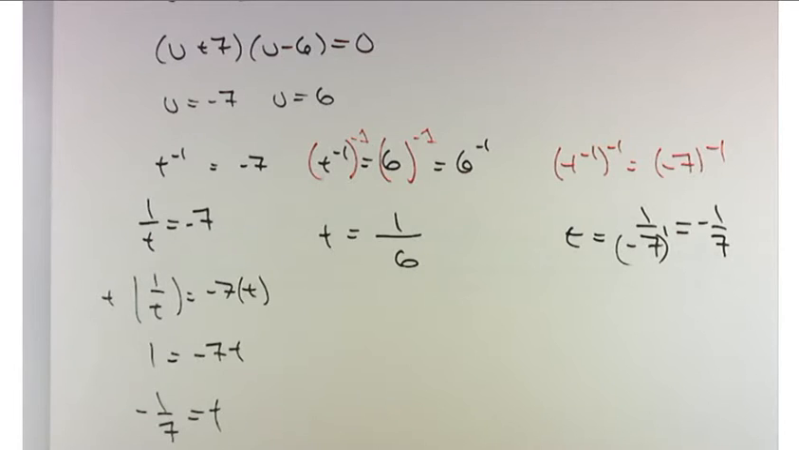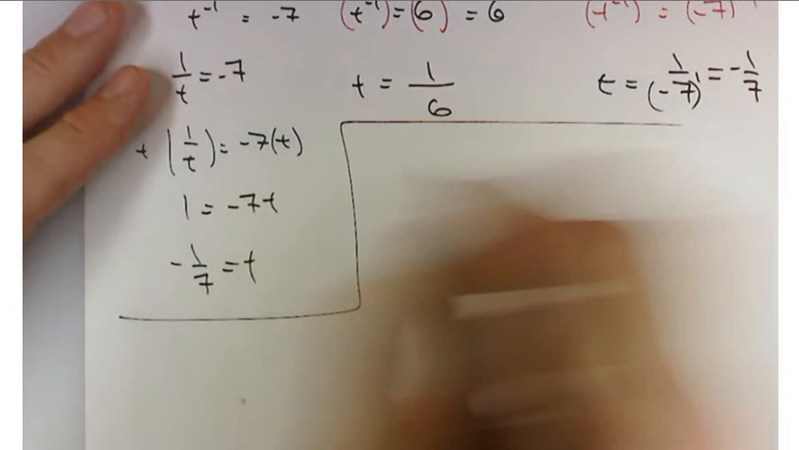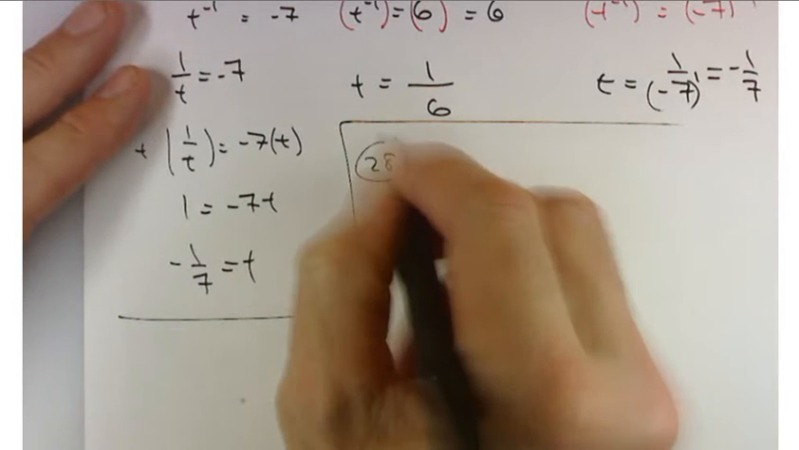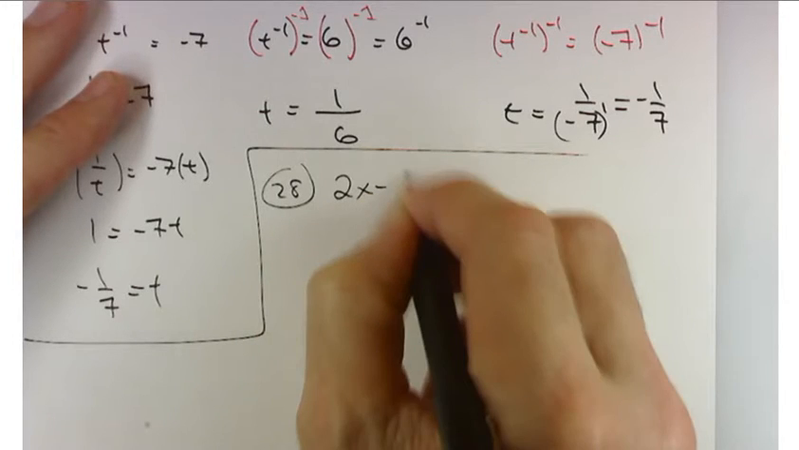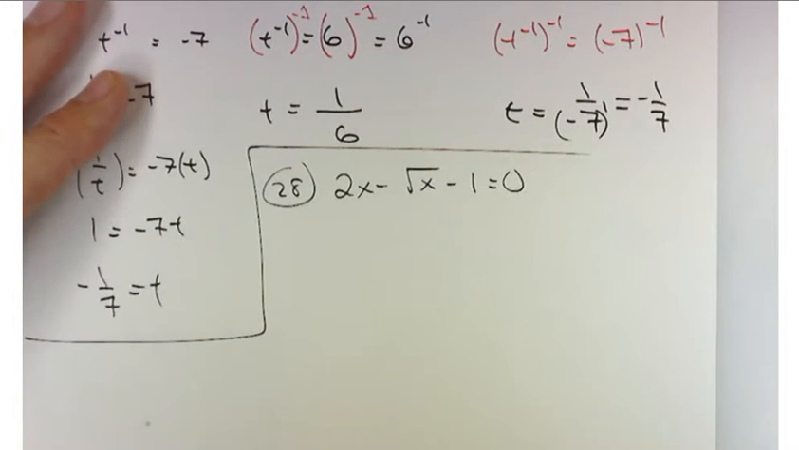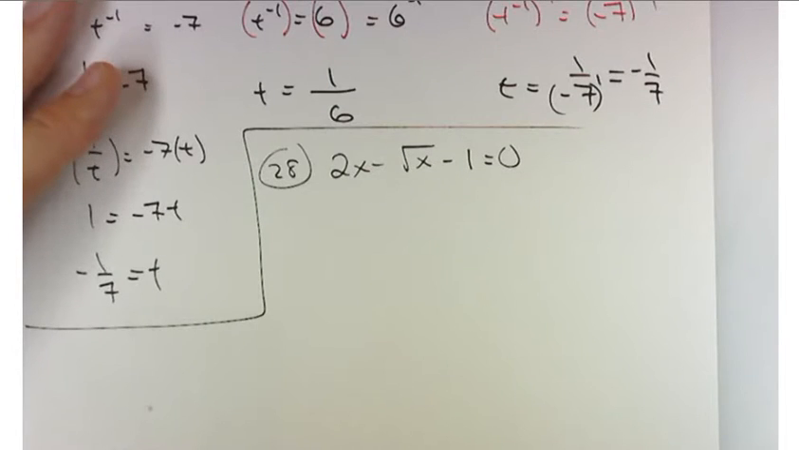Anything else on problem number 40? Let's see. One more here. Problem number 28. I should do 28 since I promised 28. So 2x minus the square root of x minus 1 equals, isn't this number 30? Oh, okay. All right. As I said, number 30.